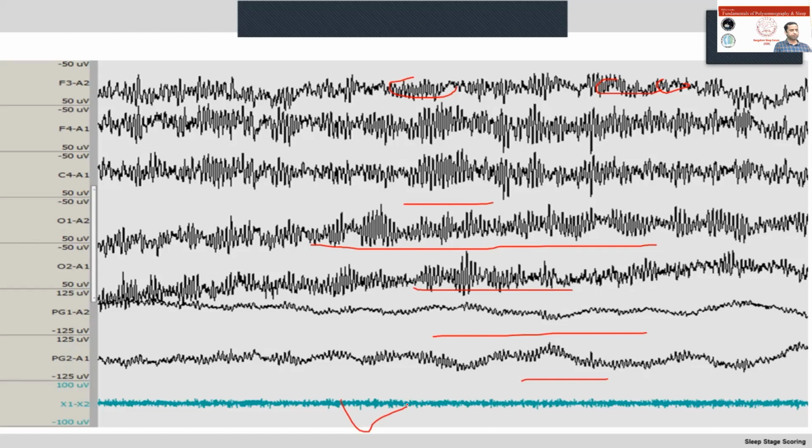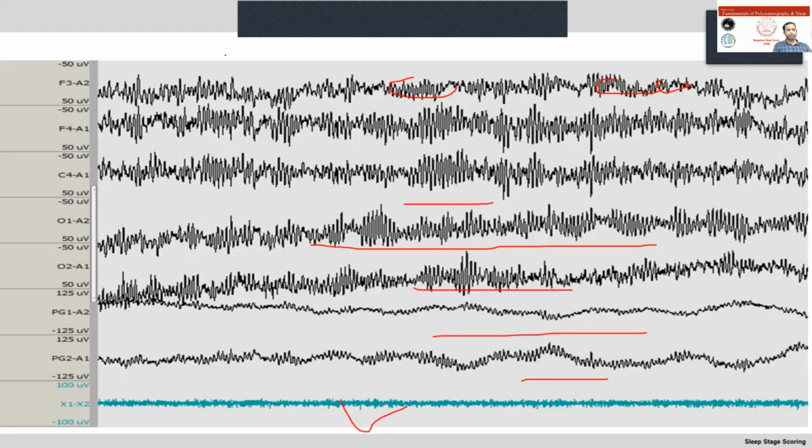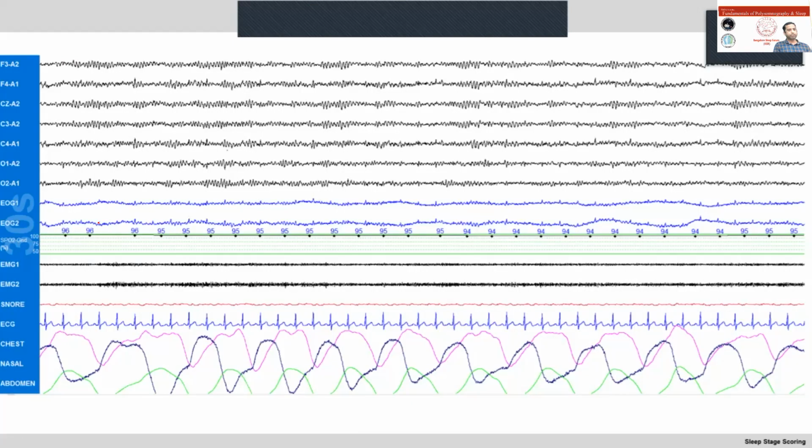Okay. So if you see in convention, this figure was from the software Polymath, available in Australia, and this one is from Nihon Kohden. This is how wake stage, eyes closed looks. You can see there is so much alpha there. And this is your EOG, and this is your EMG.